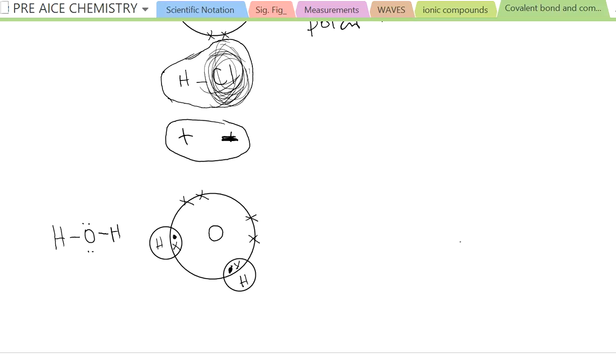So we are going to have a molecule that has how many polar bonds? Look at this, guys. Here I have a polar bond, yes?